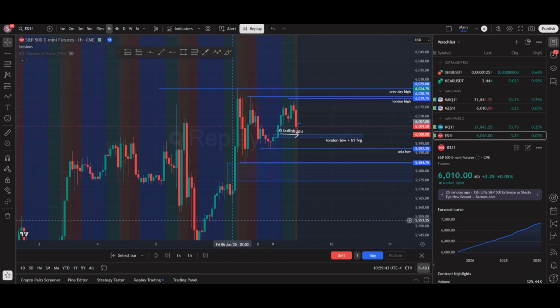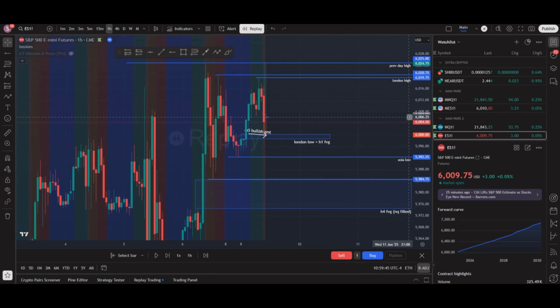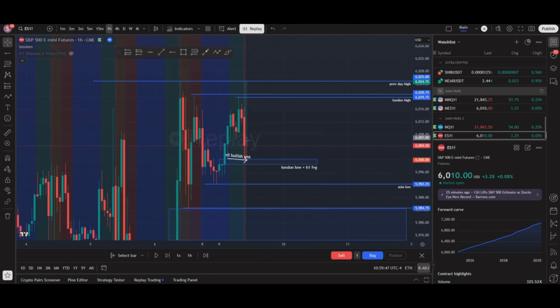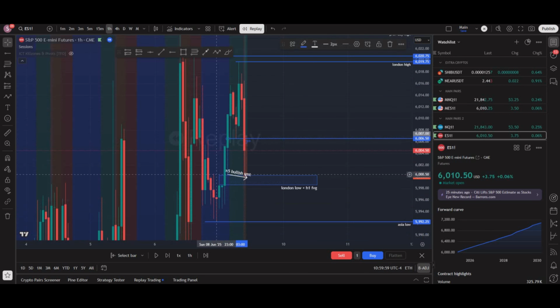So coming into the day, we had marked out this London high, we had marked out this hourly high and the previous day high for our buy side draws. And then for our sell side draws, we had this hourly low right here. We had the London low, which was right off this 1 hour wick right here. And then we had this 1 hour fair value gap right here.